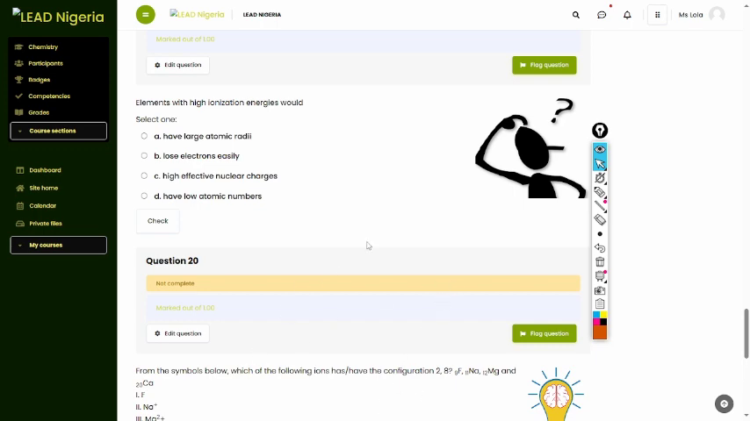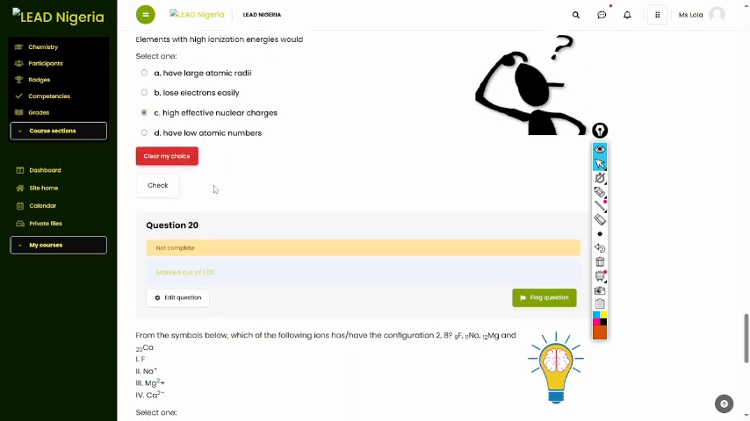So the option that closely describes one with a high ionization energy would be high effective nuclear charge, because when the nuclear charge is high, meaning the charge of the nucleus, which is positive, it has a very strong attraction to the electrons of that atom. So it would strongly attract the electrons and pull them closer to the nucleus, such that it requires a lot of energy to overcome that attraction and knock off that electron in the outermost shell. So if an atom has a high effective nuclear charge, it would require a high ionization energy. So the answer is C.